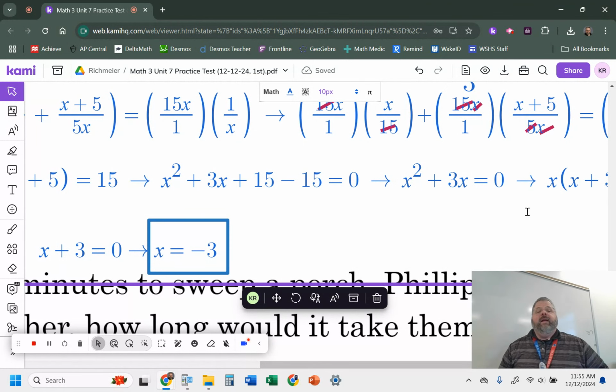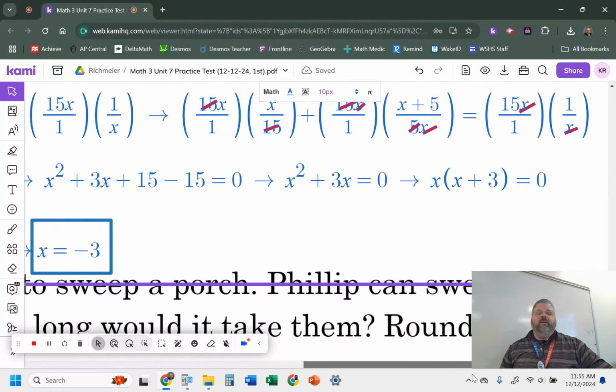Now, thankfully, that expression on the left will factor. It has a greatest common factor. Don't forget to look for greatest common factors when you go to factor. I can factor out an x. And that leaves us with x times the quantity x plus 3 is equal to 0.